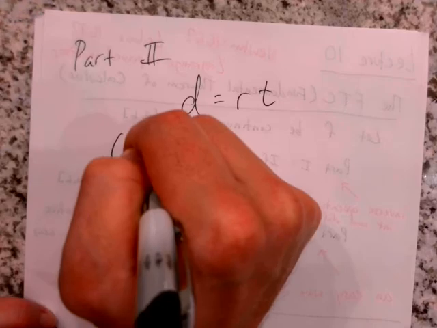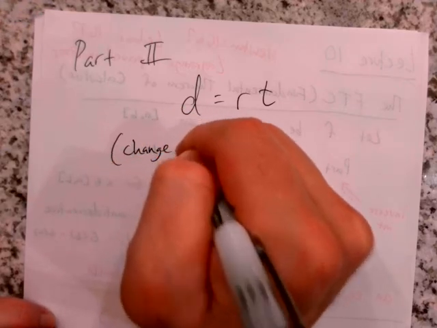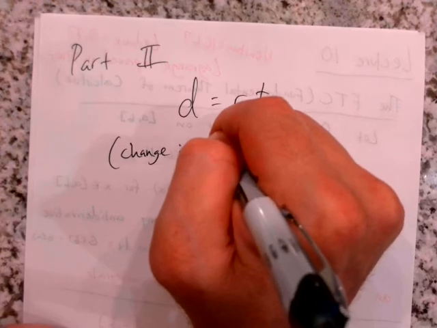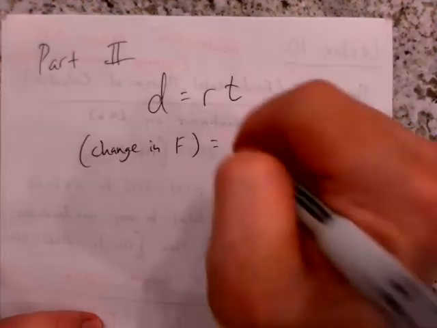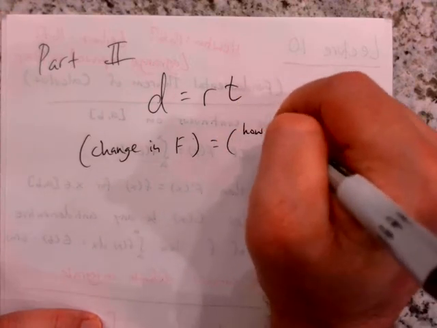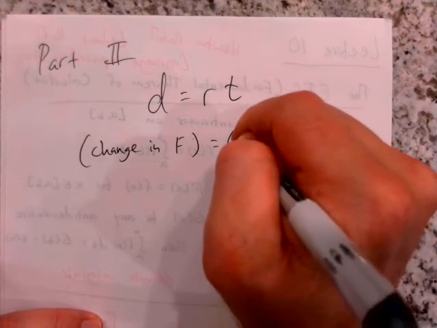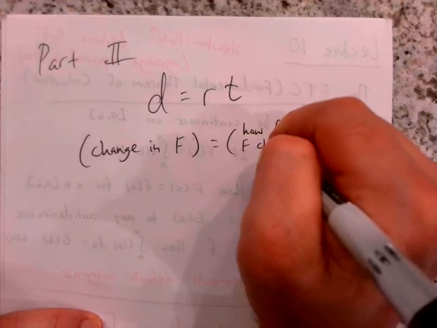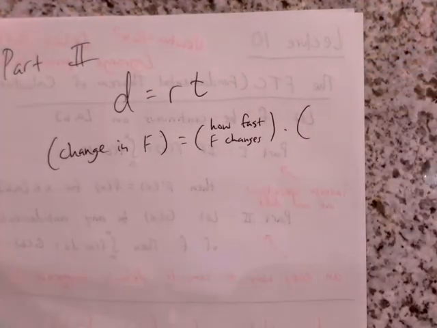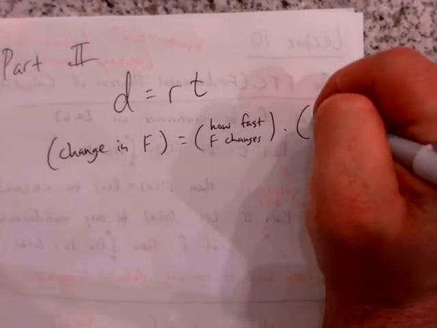So the change in some function f, I'll use big F, is how fast F changes, the rate of change of F, times the length of the interval that F is changing on.